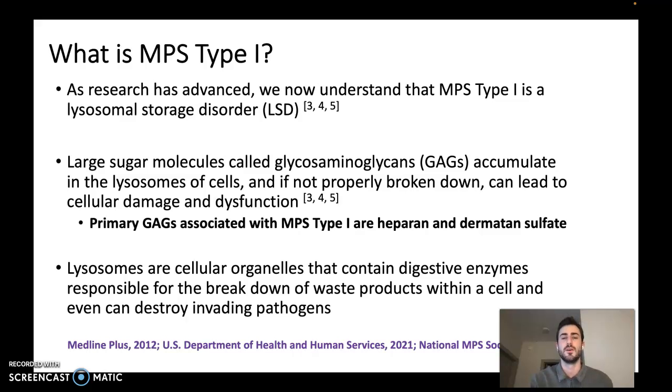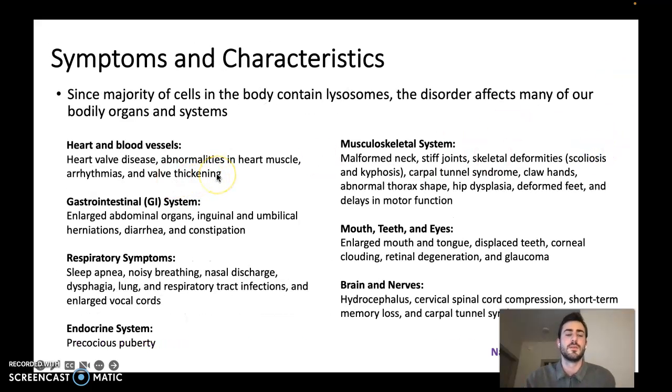And for those that don't know, lysosomes are cellular organelles that contain digestive enzymes that are responsible for breaking down all these end products of certain metabolic and chemical reactions that occur inside the cell. And they can even destroy invading pathogens that enter the cell. So, as we know, most of our cells in the body, if not all of them, have lysosomes. So this disorder affects almost all of our bodily organs and systems.